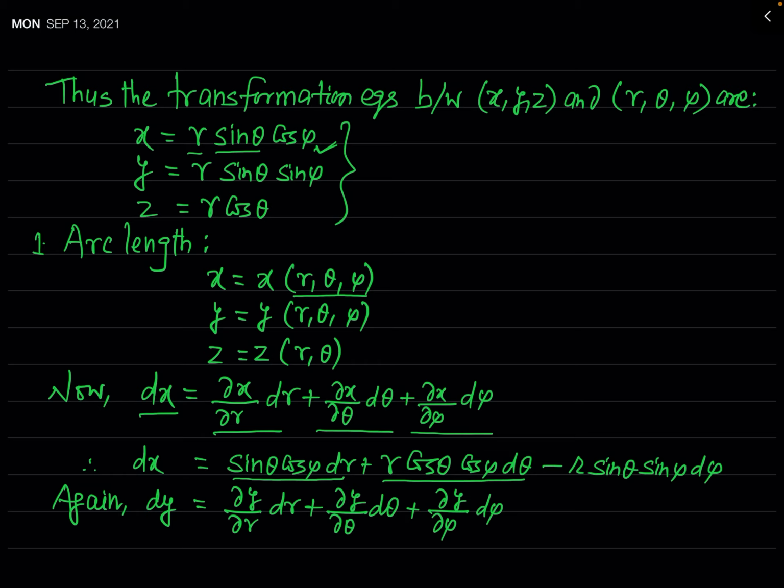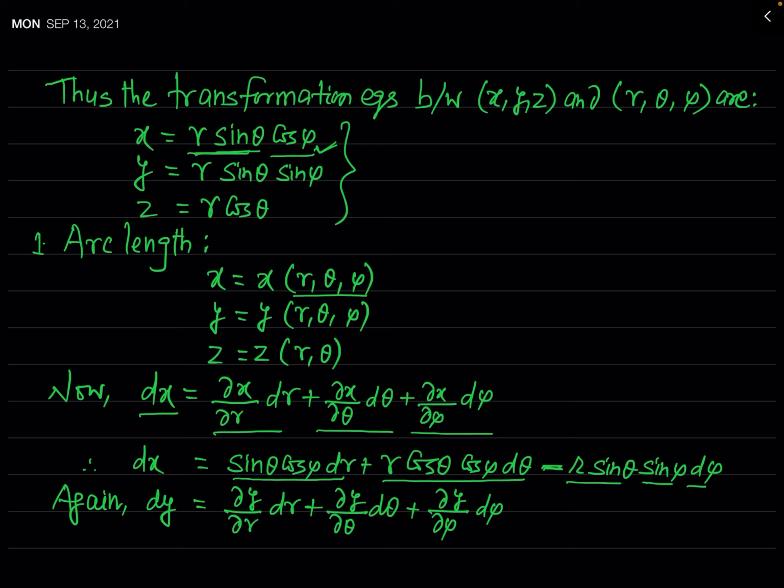And the third term is del x by del phi d phi. Now see what will be del x by del phi. When you find del x by del phi, you differentiate cos phi, and r sine theta will be treated as constant. And the derivative of cos phi will be minus sine phi. So here will be minus r sine theta sine phi d phi.